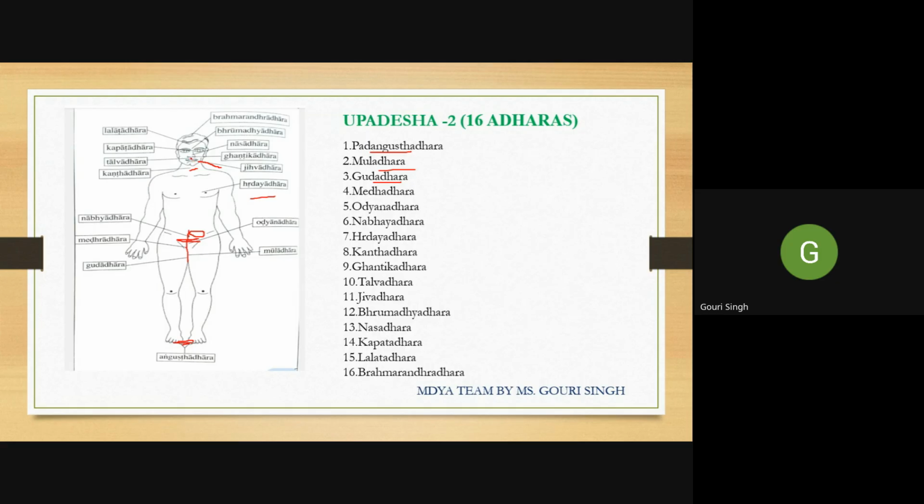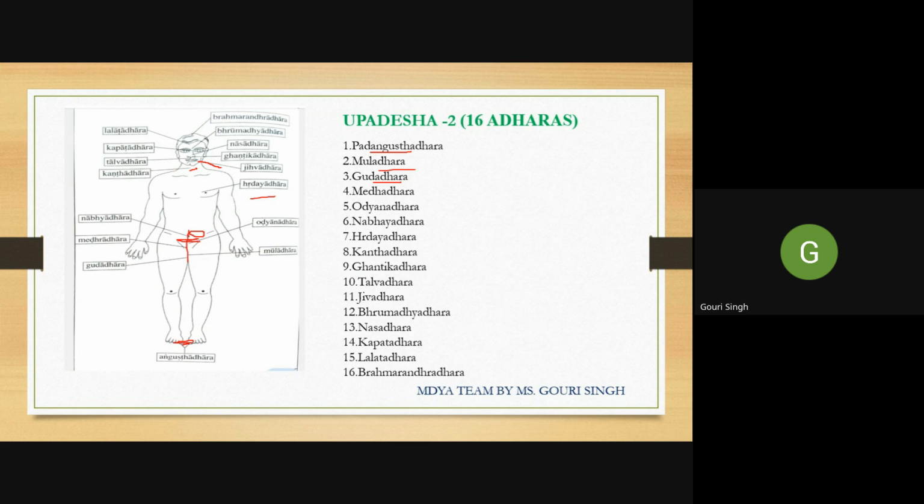Then your Kantha Adhara, then Ghantika Adhara, then Talva Adhara, then Bhrumadhya Adhara, then Nasa Adhara, then Kapata Adhara, then Lalata Adhara, then Brahmarandra Adhara. In this way, you have to remember the face area from throat to upper region.